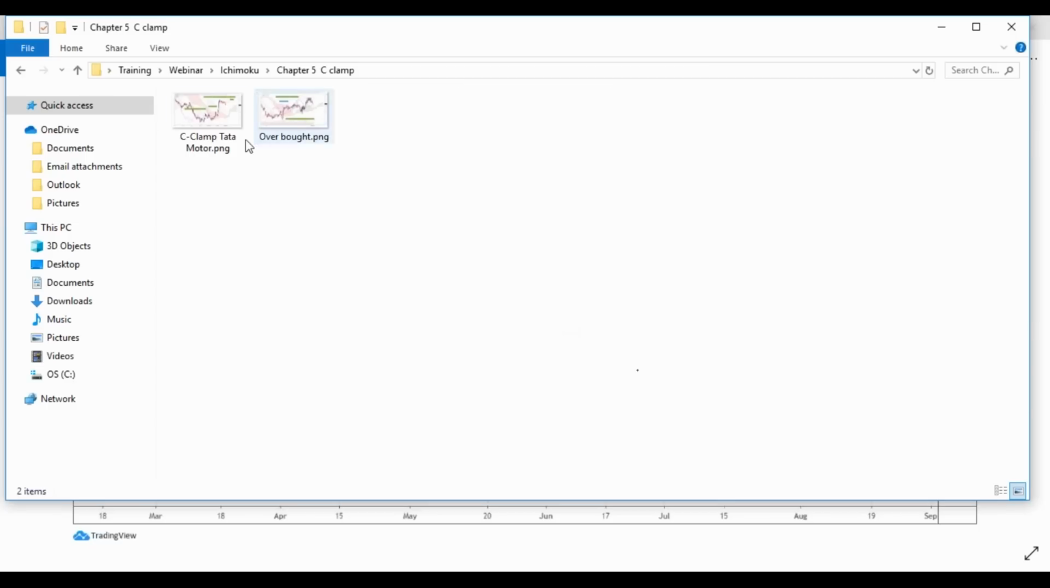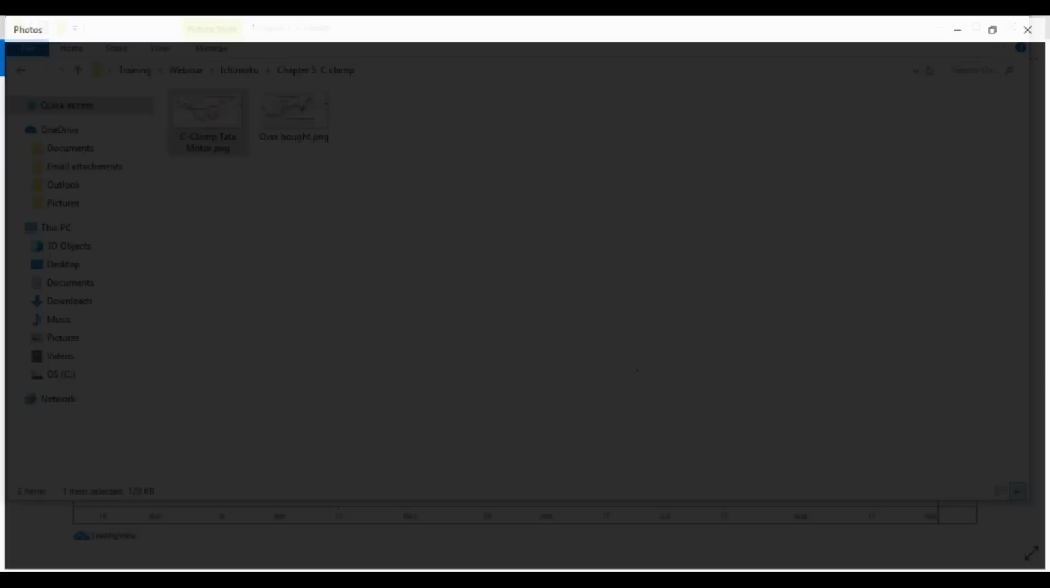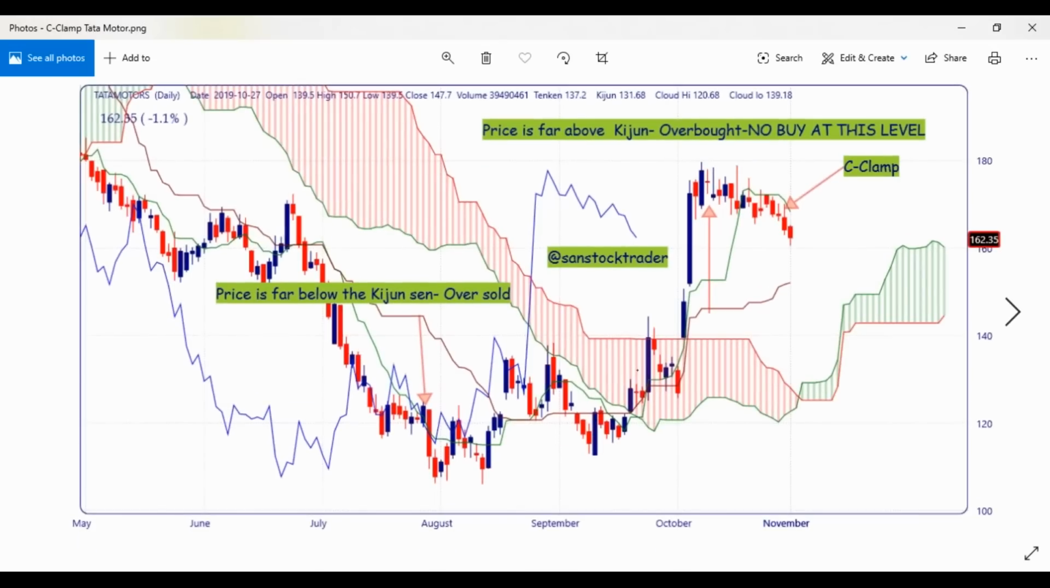What is the C clamp? Let's understand the concept of the C clamp. As I said, Kijun can also help us understand whether the security or instrument is overbought or oversold, and this can be done with the help of the location of the price with respect to Kijun. When price is too far from the Kijun, it is considered overbought, and it is a big no at this level.